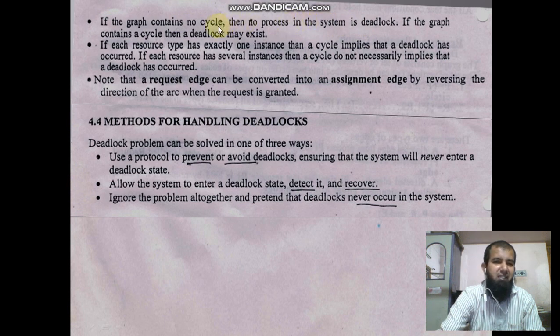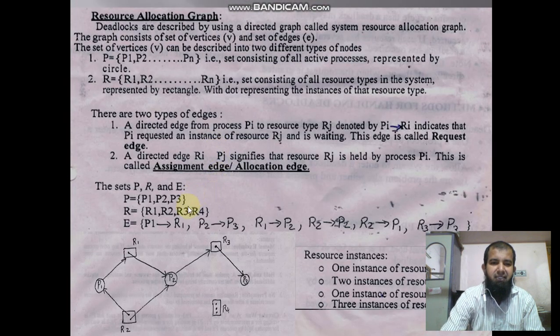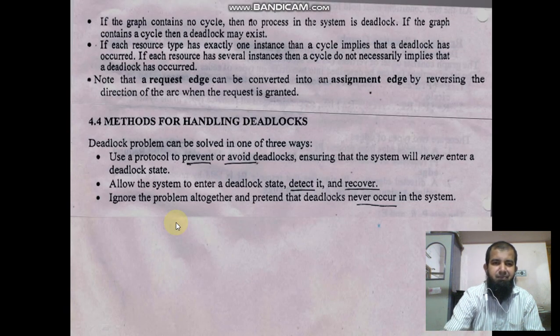Next, if the graph contains no cycle, then no process in the system is deadlocked. If there is no cycle, no deadlock. If the graph contains a cycle, then deadlock may exist. So here it is a cycle. Deadlock occurs like this.